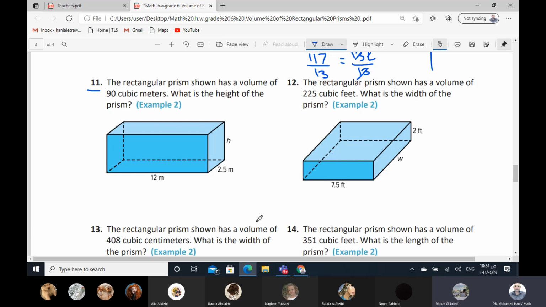Okay, Mota. The rectangular prism shown has a volume of 90 cubic meters. What is the height of the prism? Thank you. So as you see, we have the volume, we have the length, we have the width, and the height here is the missing value. So start from the formula V equals length times W times height.